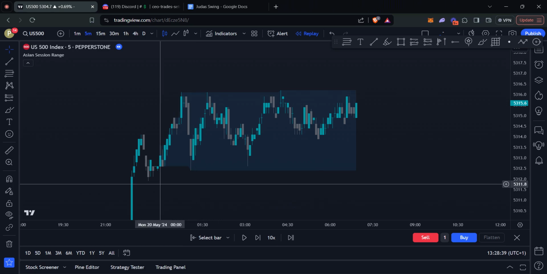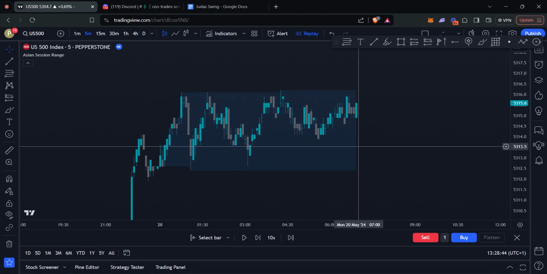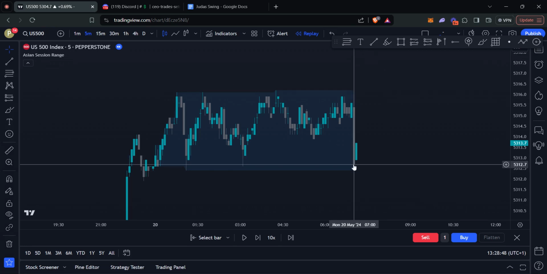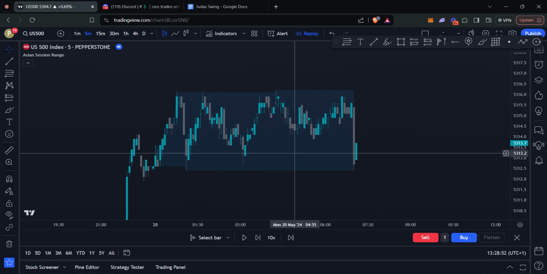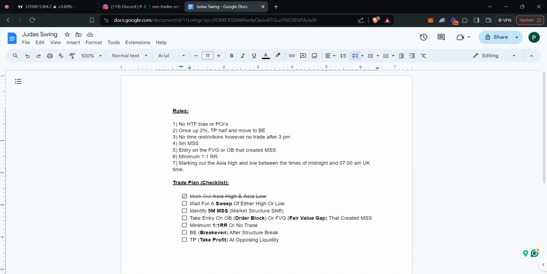But if we just double check, as you can see by my crosshair, this candle right here was at midnight UK time, and this candle right here is 6:55. So we just need one more right there. So that is the 7 a.m. candle. That is the midnight candle. And this is the range in between. So once we've done that, we've got the first thing out, we've ticked it off.